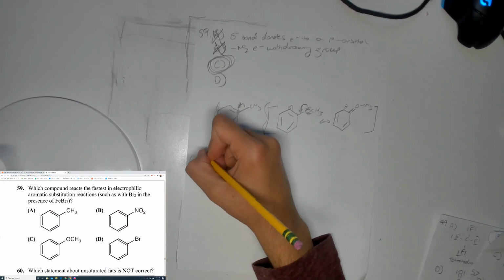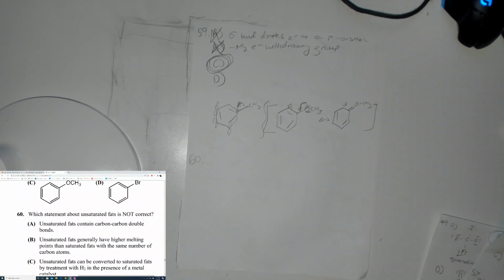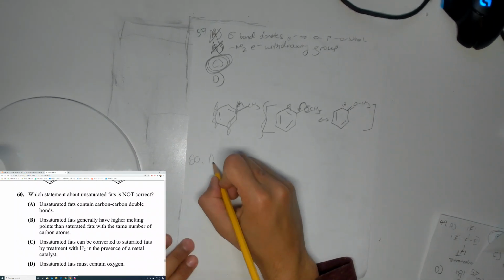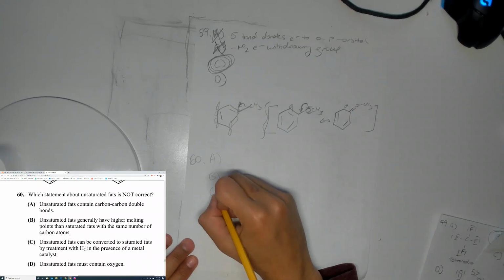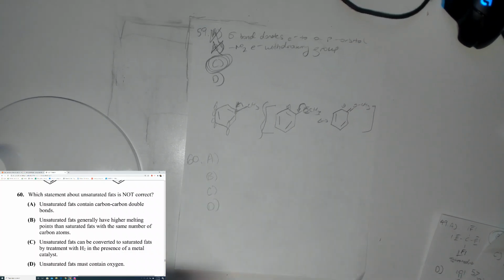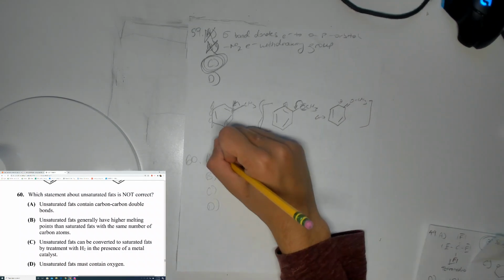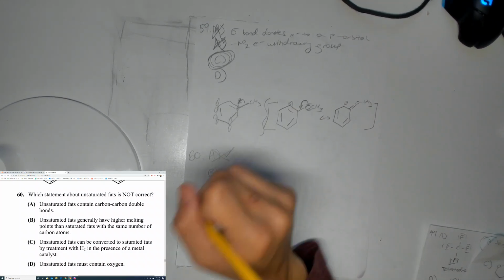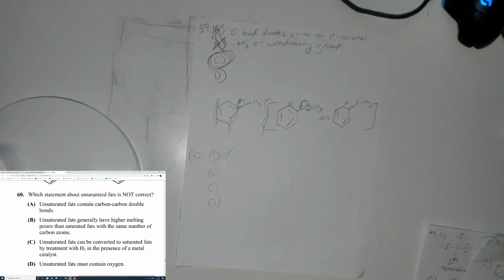Let's move on to 60. Which statement about unsaturated fats is not correct? Unsaturated fats, yes, this is just your honors biology course concept. So unsaturated fats contain carbon-carbon double bonds. Yes, they do. So that means you cross out A. Unsaturated fats generally have a higher melting point than saturated. No.